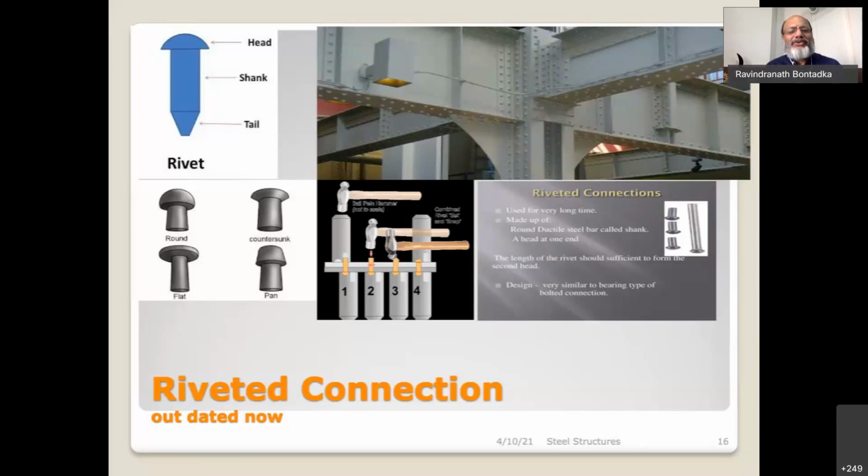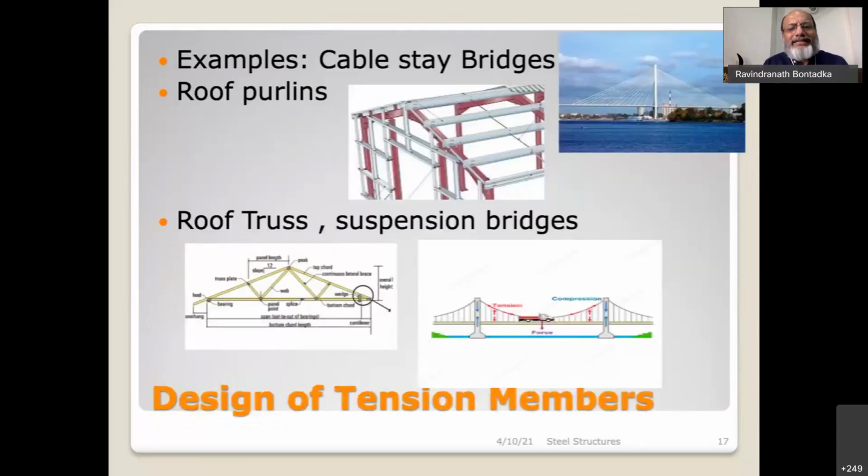And you see more riveted connections in the old railway stations. All the platform structures, 99% will be done with riveted connections only. So this is about that. And then, design of the tension members. We come across various tension members, say in bridges: the cable-stayed bridges or suspension bridges or whatever the bridges, most of them will be under tension.